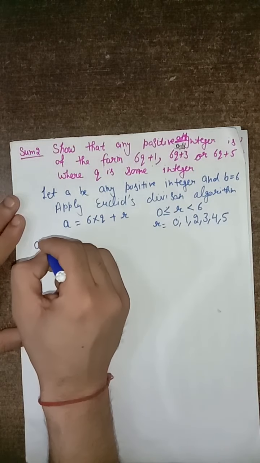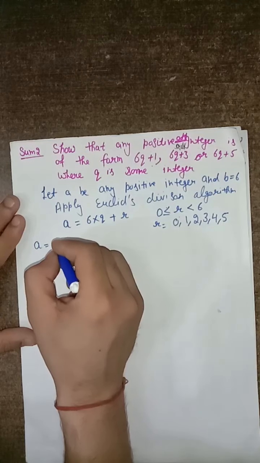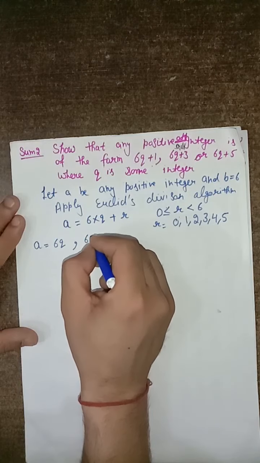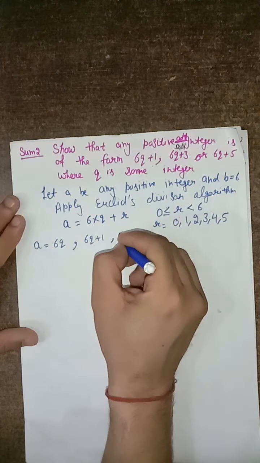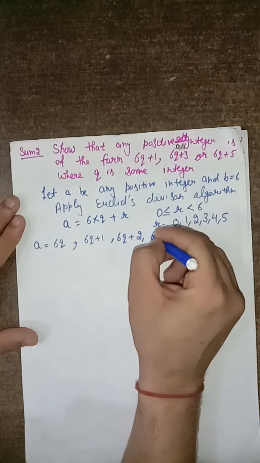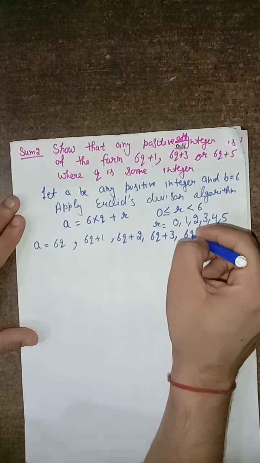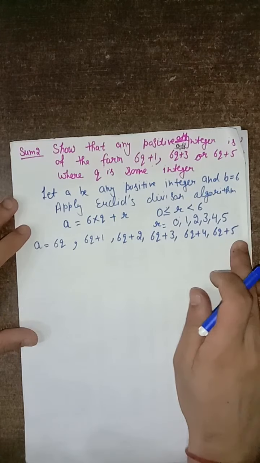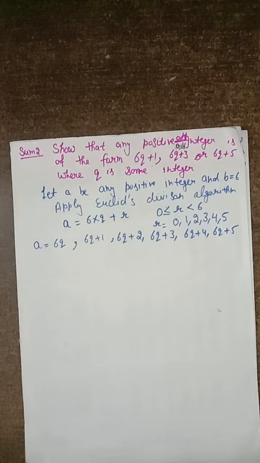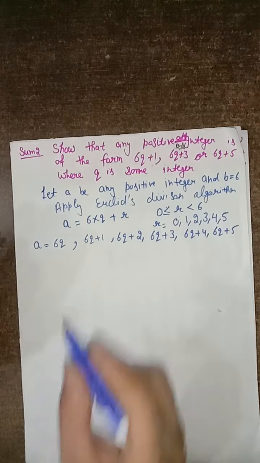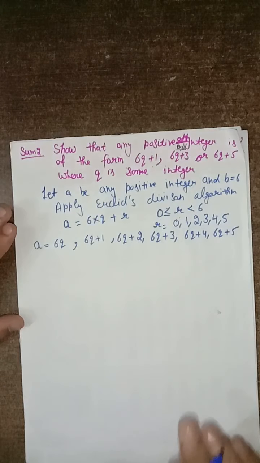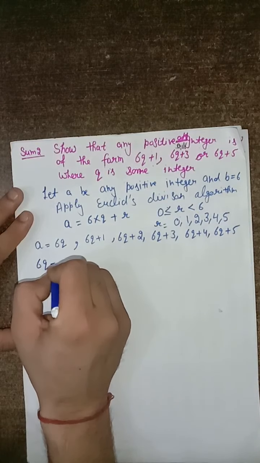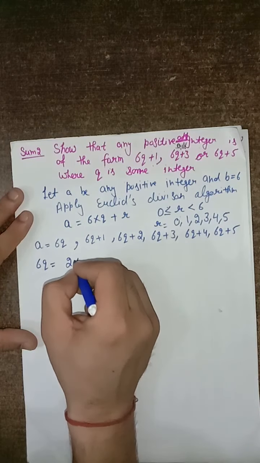Now we can write a equals 6q if my remainder is 0, or 6q plus 1 if my remainder is 1. Similarly 6q plus 2, 6q plus 3, 6q plus 4, 6q plus 5. These are the possible values of a, and a is any positive integer. We have assumed that a is any positive integer. Now if we check 6q, we can write 6q as 2 into 3q.